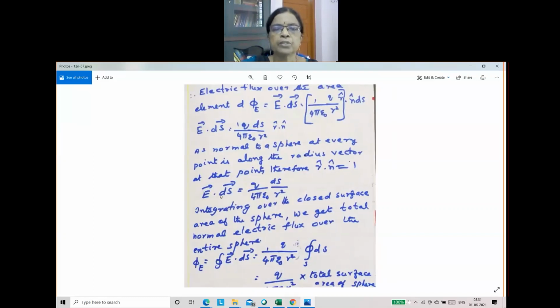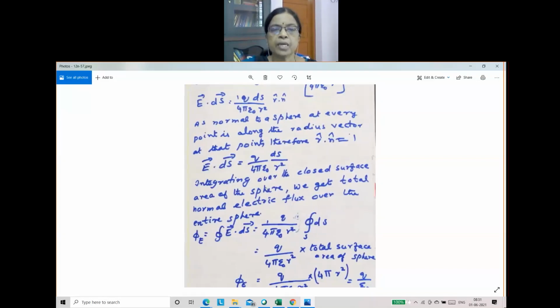So E dot ds equals q by 4 pi epsilon 0 ds by r square. You see, now there is no vector. Now this has changed to a scalar quantity, because r dot n is 1. Flux is a scalar quantity, children. Even though it is the dot product of two vectors, flux is a scalar quantity. So we have written 1 by 4 pi epsilon 0 q by r square into ds.